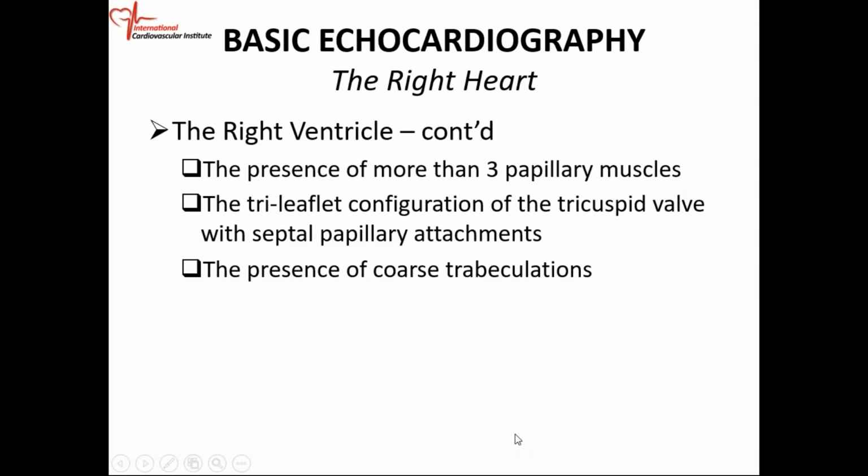Okay. Again, the presence of more than two papillary muscles, the trileaflet configuration of the tricuspid valve, and the presence of coarse trabeculation. So you tend to have more trabeculation in the right ventricle. So you need to know the features that are going to distinguish the RV from the LV.